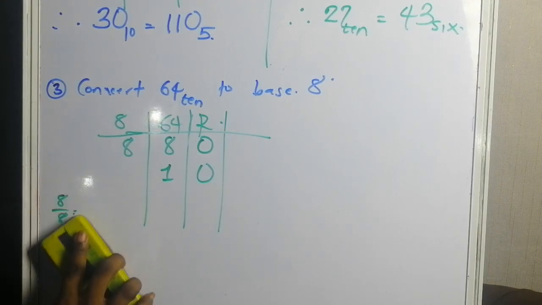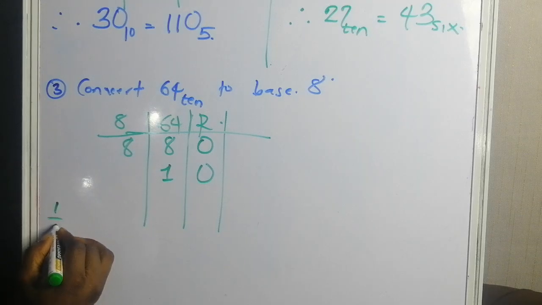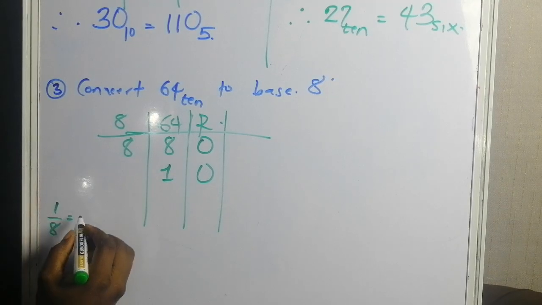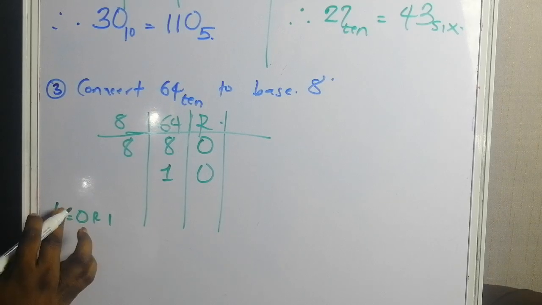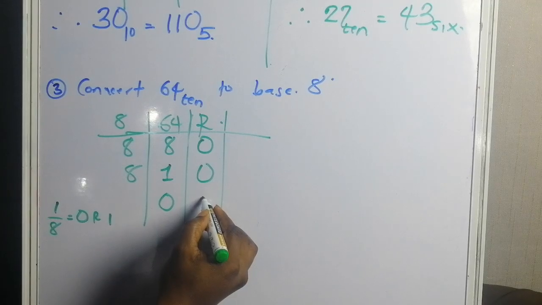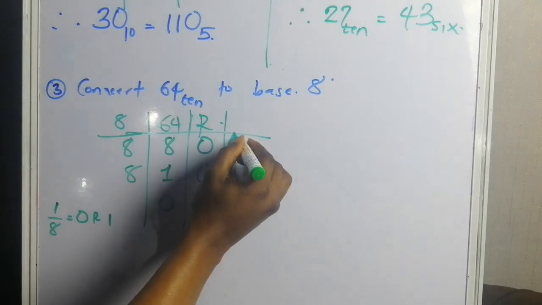Okay, that is step 2. So the next division is 1 divided by 8. Is it possible to have 1 divided by 8? No, it's not possible. So since it's not possible, you will have 0, remaining 1, which is the 1 on top. So you have your 0, you have your 0, then it's remaining 1. So you count from the bottom to the top.